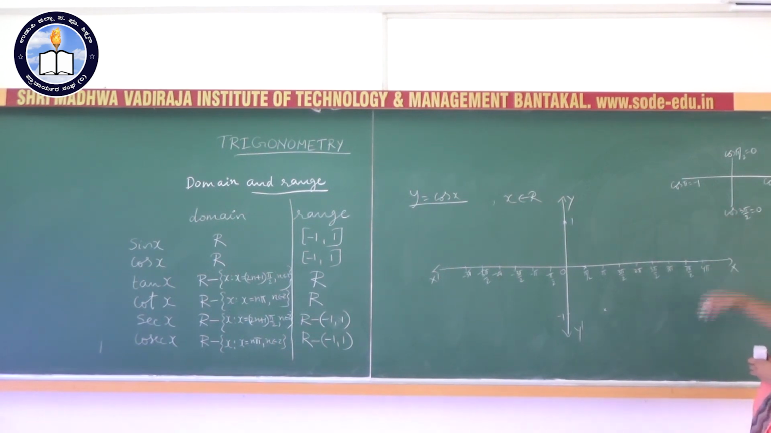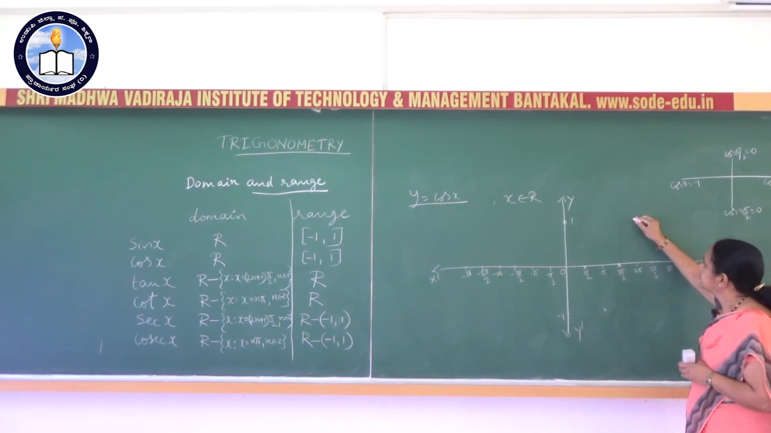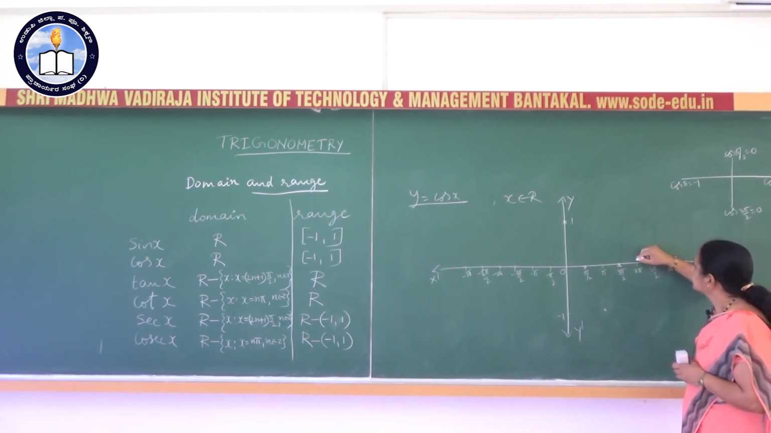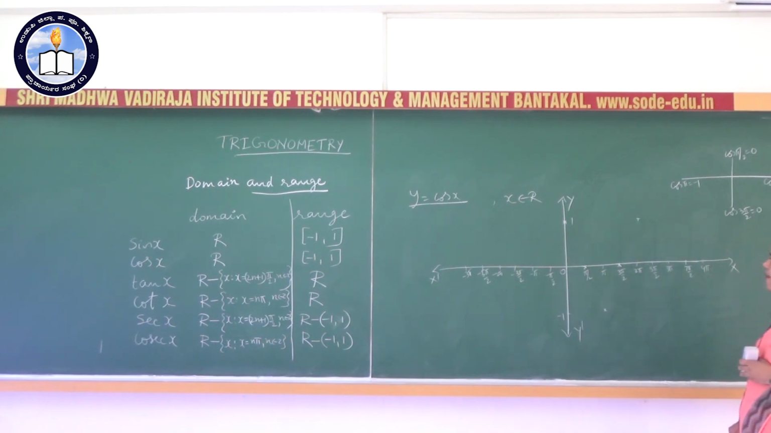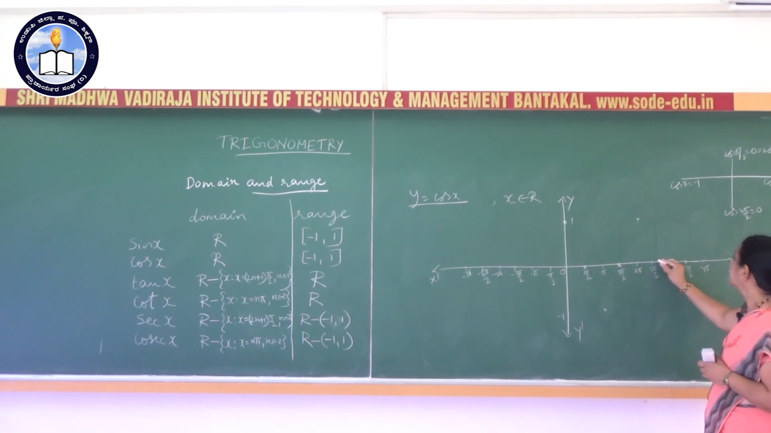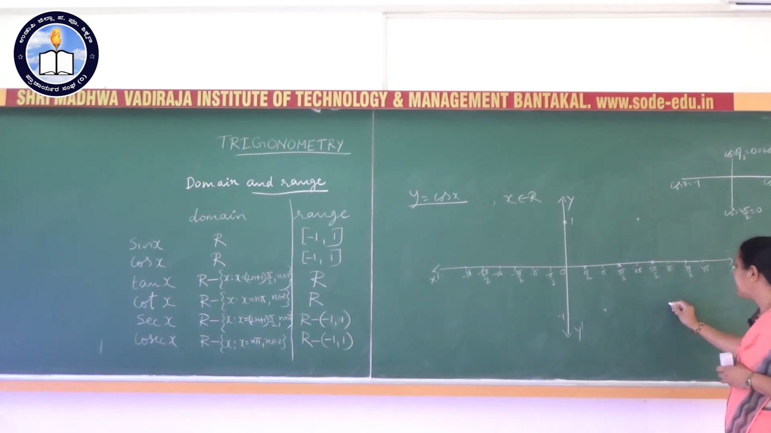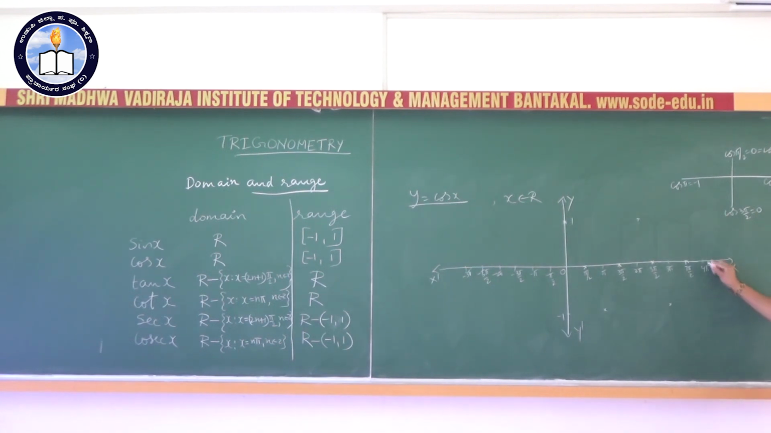Cos 3 pi by 2, 0. Cos 2 pi, 1. Cos 5 pi by 2, which is the same as cos 450, that is equal to 5 pi by 2. Cos 5 pi by 2 is equal to 0. Cos 3 pi, minus 1. Cos 7 pi by 2, 0. Cos 4 pi is equal to 1.